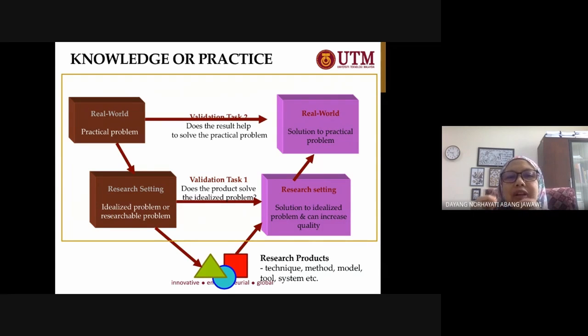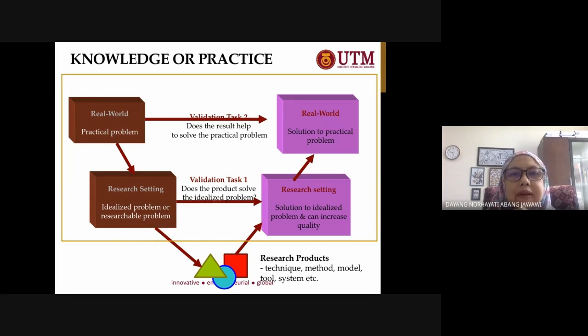Very heavy with academia for contribution if you do validation task 1. If you do validation task 1 and at the same time you're doing validation task 2, you will contribute in quadrant 4, as I mentioned just now. Okay, but if you only do your validation with task 2 without task 1, you will achieve the quadrant 2 contribution, as I mentioned just now.